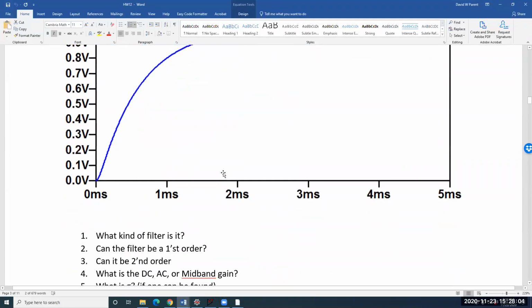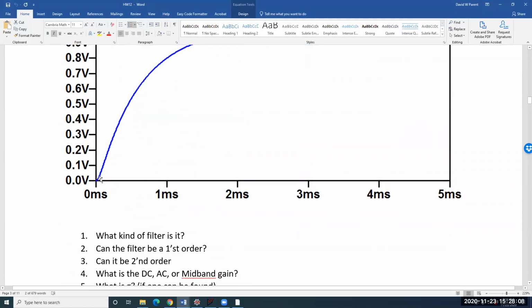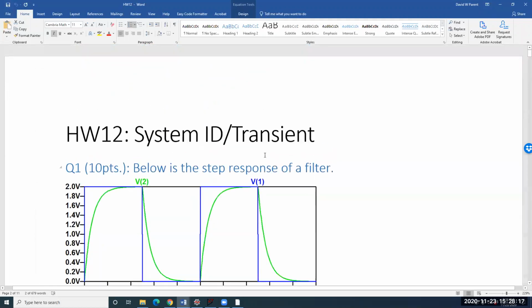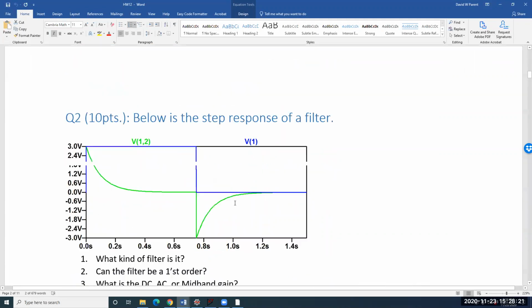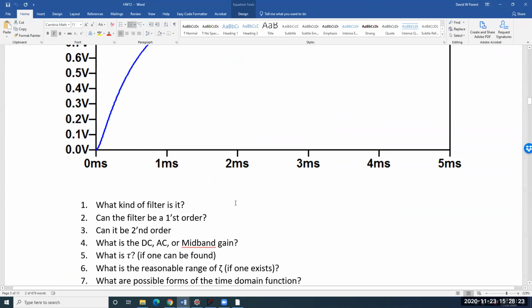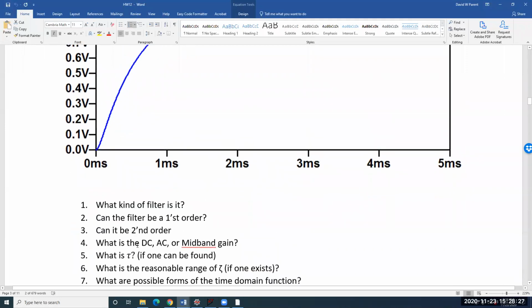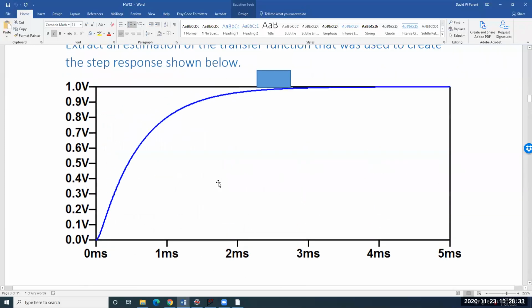Now here, is it first order, is it second order? Well, if you see this right here, there's this little bit of an S. And that's a dead giveaway that it's second order. Here, it goes straight up, right? That's like a first order thing. So since it's now second order, you can have a zeta. But tau is only a first order thing.